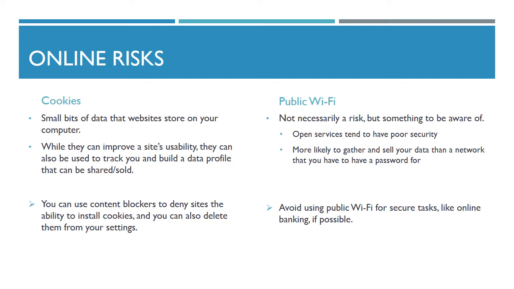The final one I want to mention is public Wi-Fi. It's usually not as secure or private as your own setup, or something you've had to input a password for. Public Wi-Fis are more likely to gather and sell your data as well. As part of them being able to offer their service for free, they get their money by selling data. It's a good idea to avoid using public Wi-Fi for secure tasks like online banking if at all possible.